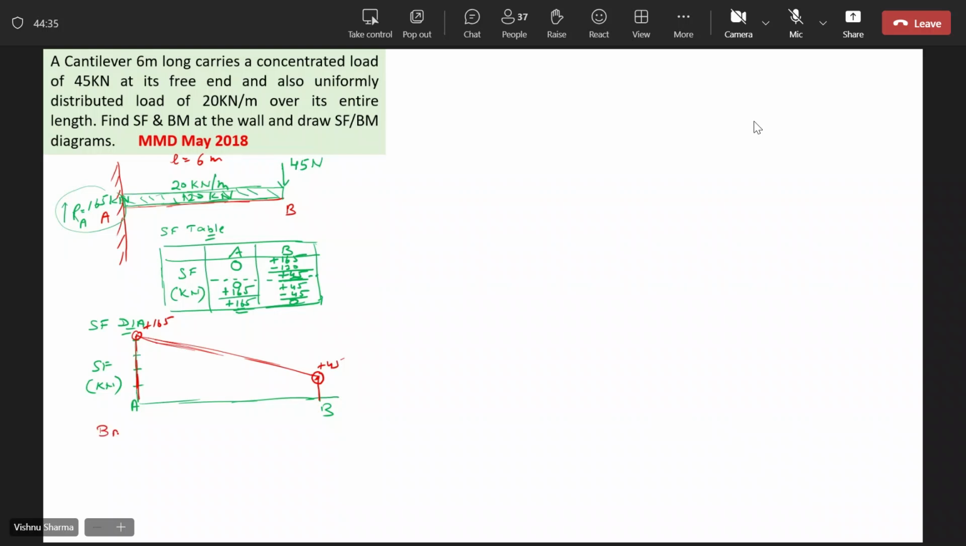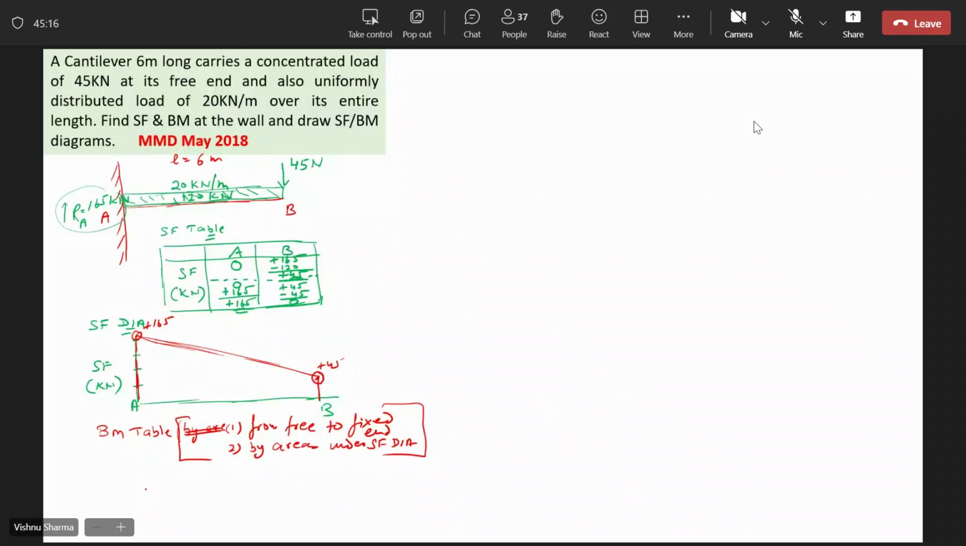So I make the BM table by areas under the SF diagram. First is from free end to fixed end. Why? Because the BM at the free end has to be 0. So from free end to fixed end, by areas under the SF diagram. So we'll make the BM table from free end to fixed end.